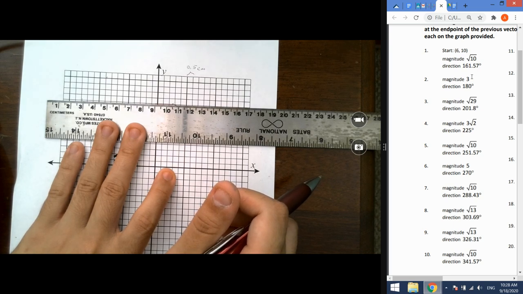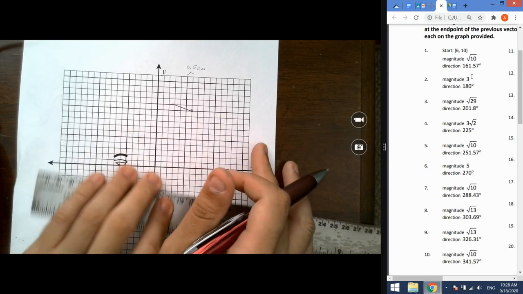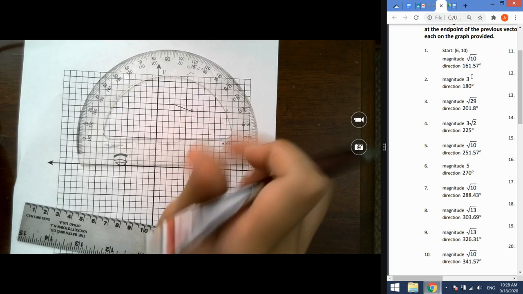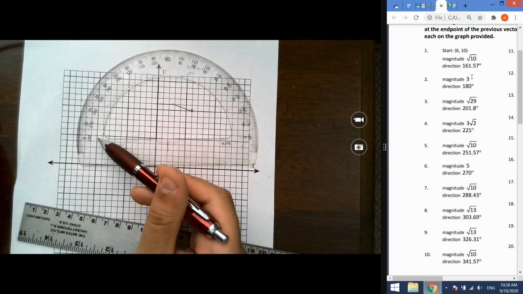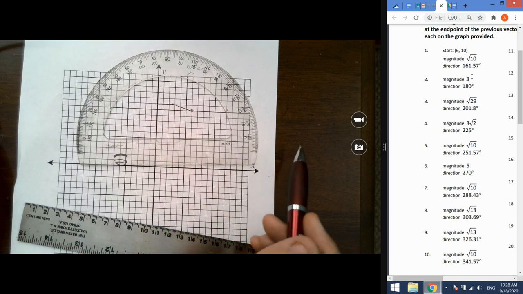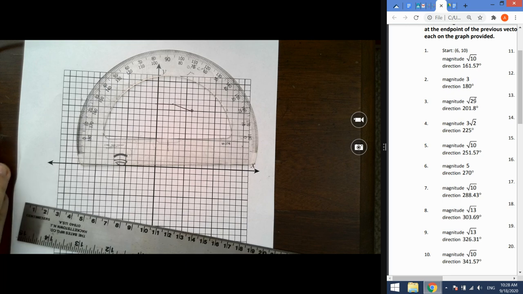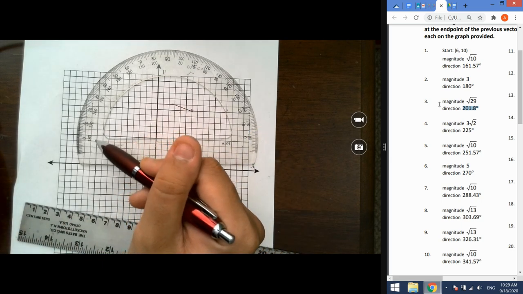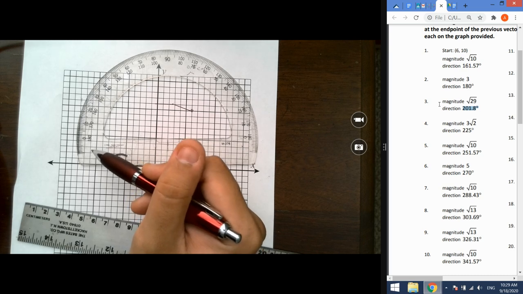Then we get to a little bit of a tricky part with numbers 3 through 10, because as you can see, this protractor only goes up to 180. So we're starting at 0, we go all the way up to 180, but we need to get to 201 with magnitude root 29. So if you want 201, well, that's just going to be 180. And to get to 201 means we need an extra 21.8 degrees.